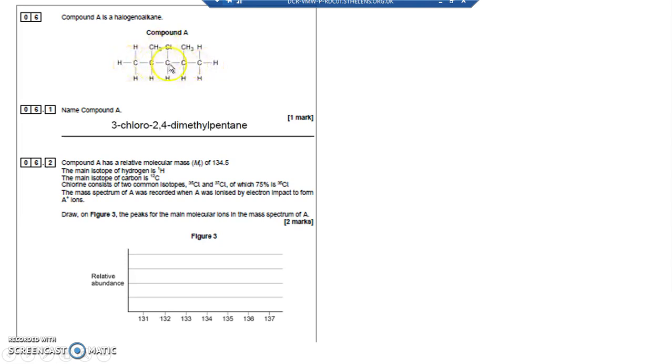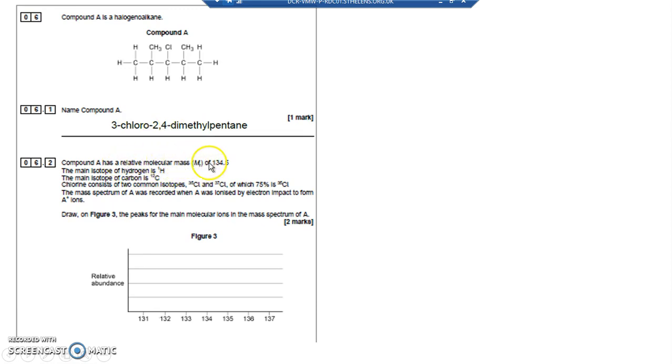3-chloro, carbon number 3, 2,4, number 2 and number 4, di-methyl groups, pentane. It's important that you have the C for the chloro alphabetically before the M for the methyl. Let's have a look at this then now.